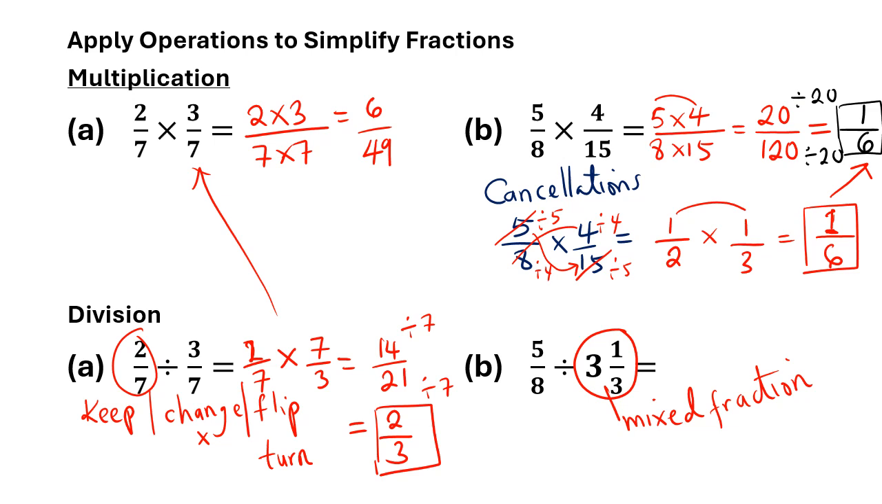So let me show you what I mean. 3 whole number 1 over 3 can be done this way. The way to convert to an improper fraction is you start from the denominator. So the denominator is very important. When you're dealing with fractions, what makes them fractions is the denominator. So you always start from the denominator.